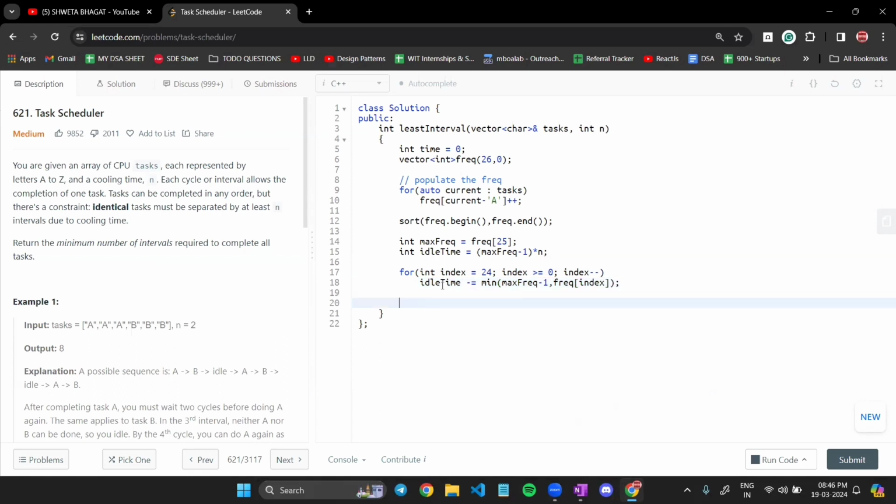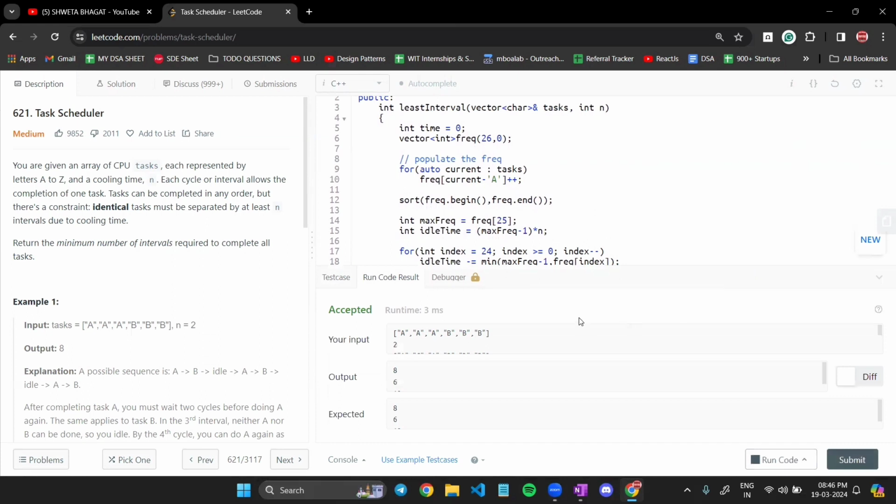Now, once we have found the idle time, what do we want to check? We want to check if this idle time is less than 0. In that case, what will we return? We will simply return task dot size, correct? Otherwise, what will we return? We will return the sum of the idle time and the size of task, correct? Now, let's quickly run this. So it's giving us the correct answer. Let's submit it.